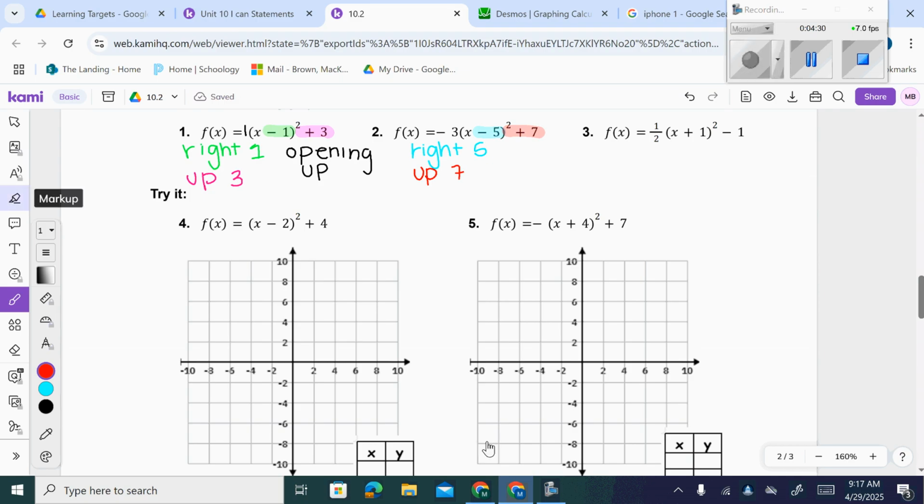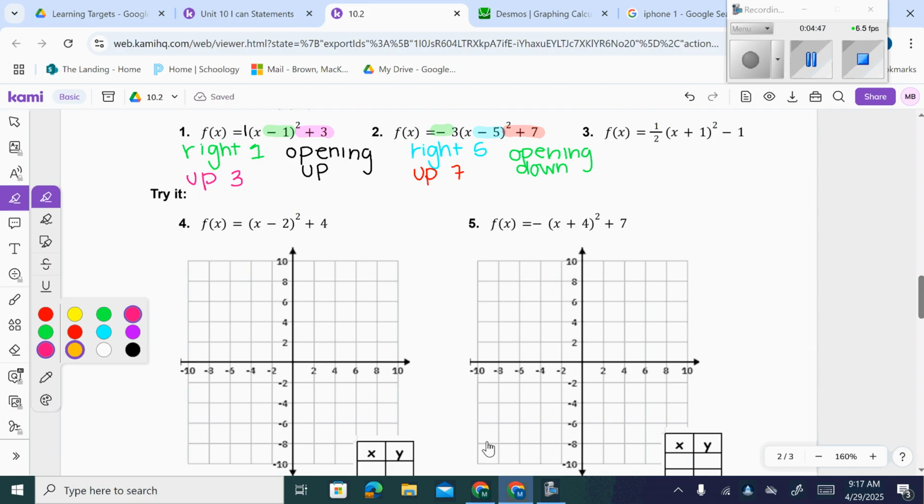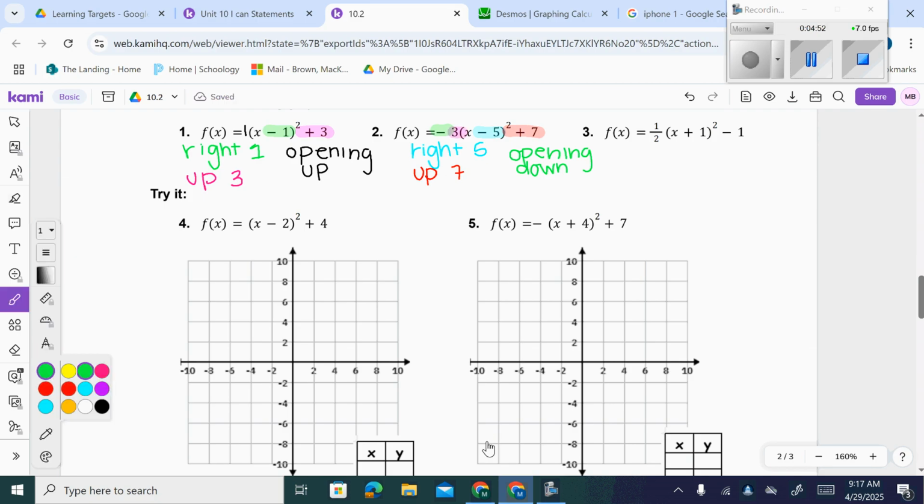We're going to deal with just the negative first. What does that negative tell you? It's opening in what direction? Opening down. Now what does this 3 tell you? It is a stretch because 3 is bigger than 1. So you're going to say stretch of 3. That 3 is negative, but the negative just tells you up or down. You're just going to look at the number for stretch or shrink, not the sign.